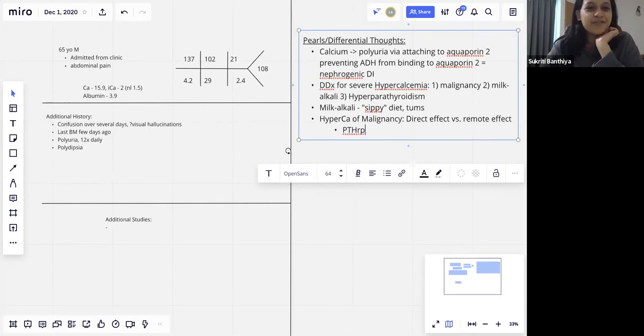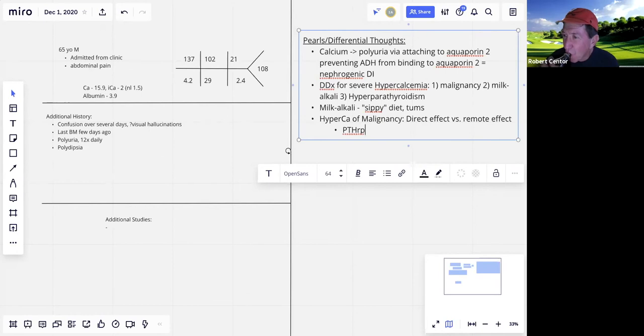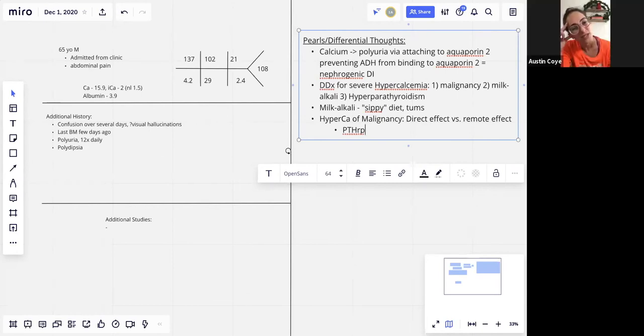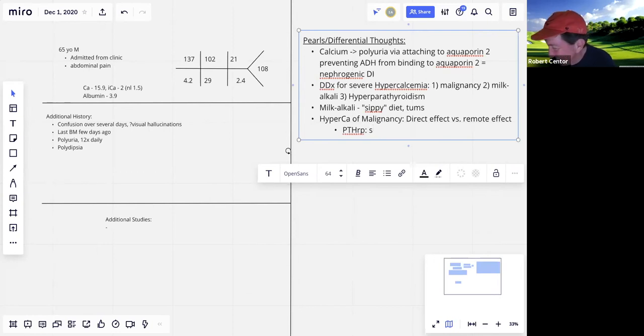I know lymphoma might do that, but I'm not sure what the classic one is. Austin, do you remember? Like squamous cell things, maybe? Yeah, especially squamous cell of the lung, right? Do you ever see that, Fernand?